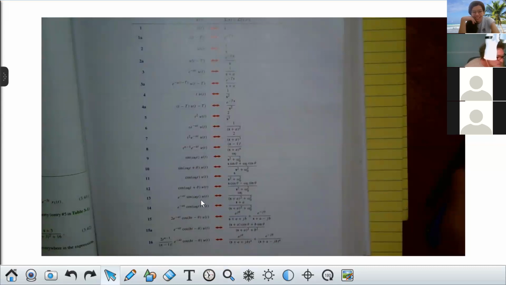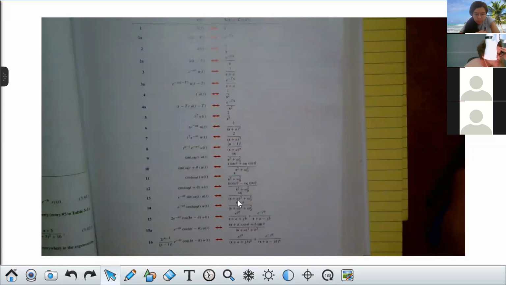See these two down here? Yes, sir. 13, 14 in your book. Those are the ones you go to, if you've got something that's an S squared plus an AS or some constant S, plus something squared. These are the ones you go to.